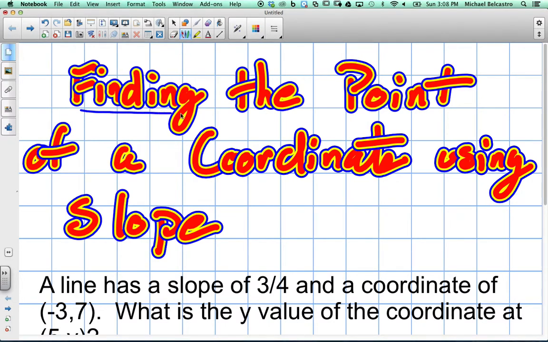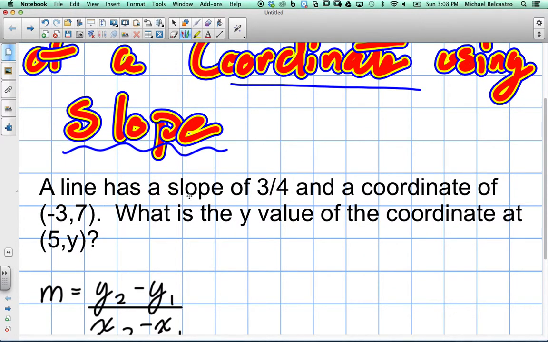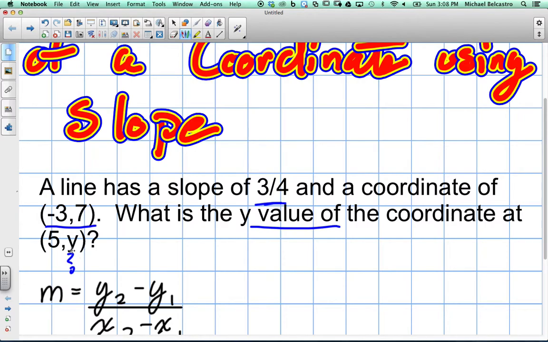We're going to look at finding a point of a coordinate when we have slope. So our question reads, a line has a slope of 3 over 4 and a coordinate of negative 3, 7. What is the y value of the coordinate at 5, with the y value being the unknown? Okay, so we know that the x value is 5. So we have 2 points on this line.